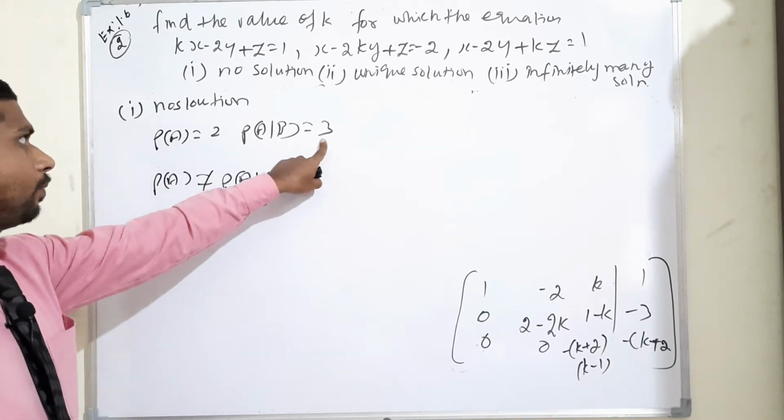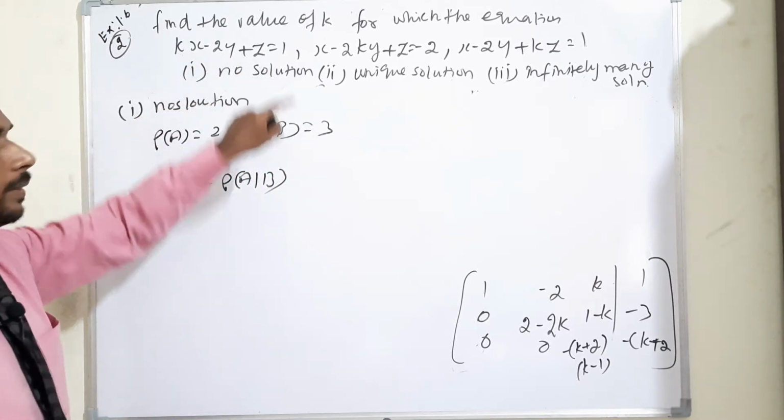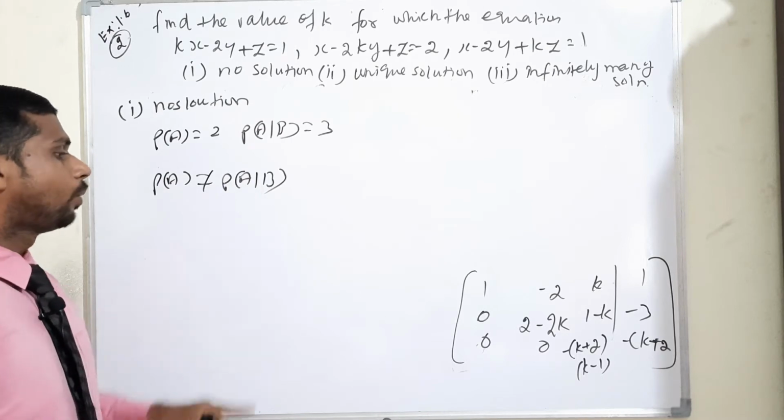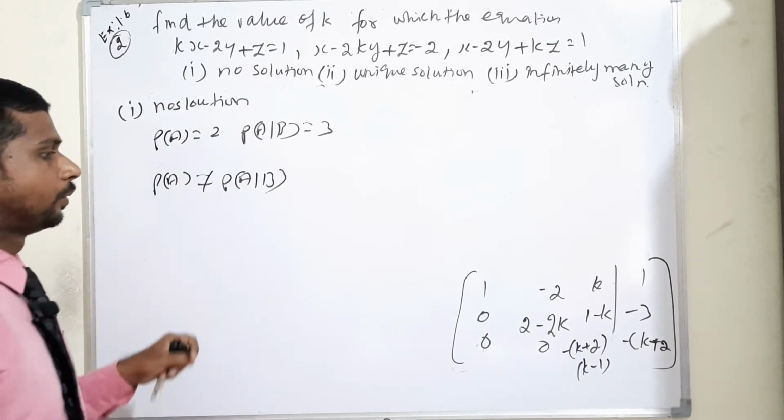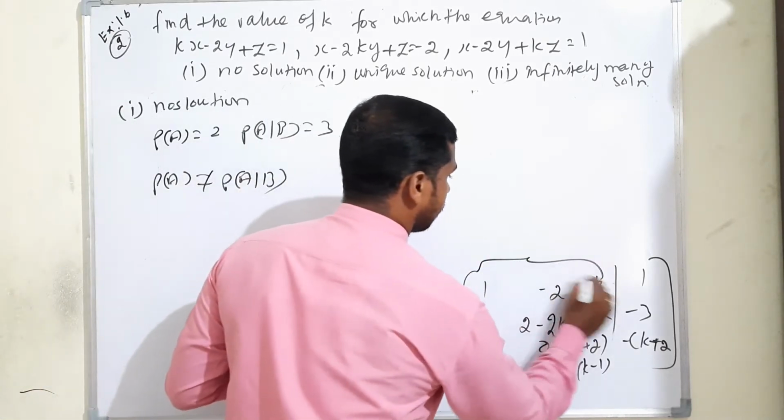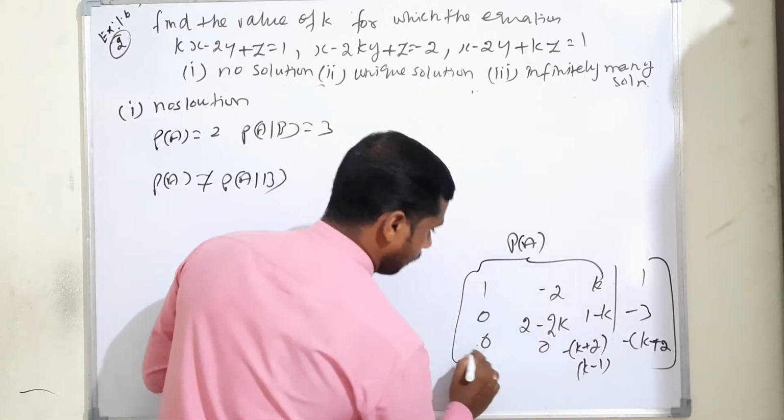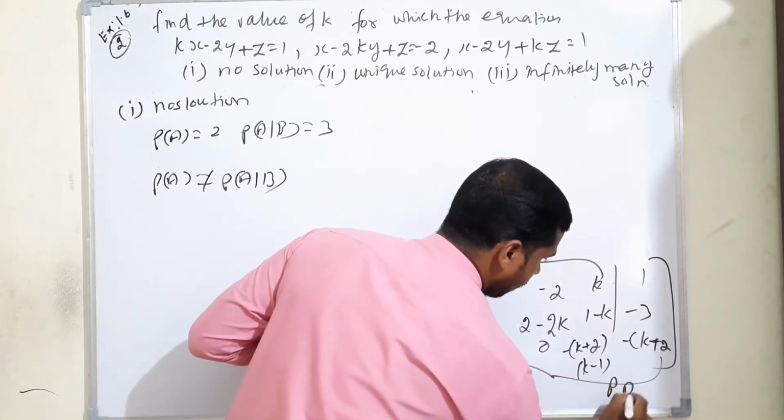Why am I writing rank of 3? Because the number of unknowns X, Y, Z, 3 of them, is there. So if it is not equal, we can say it is called no solution. This is how it is considered for rank of A. This is the whole term considered for rank of A with B.